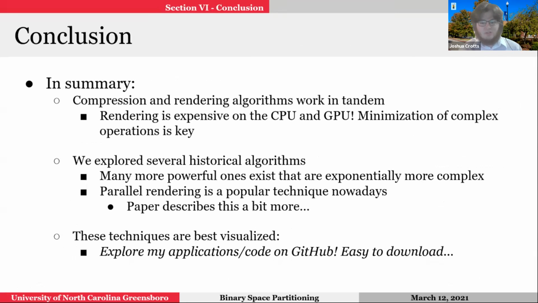All right, so in conclusion, we discussed how compression and rendering algorithms work together with prime attention to how expensive it is on the CPU and the GPU. We've also explored various tried and tested algorithms that, while older, help shape modern computer graphics algorithms. Today, parallel rendering is frequently used, and again, that's discussed in detail in my paper. And finally, I'd like to add that most of these topics are best visualized. So I have provided links for my code at the end of this presentation. They're easy to download and nice to play around with because it helps illustrate these topics more.